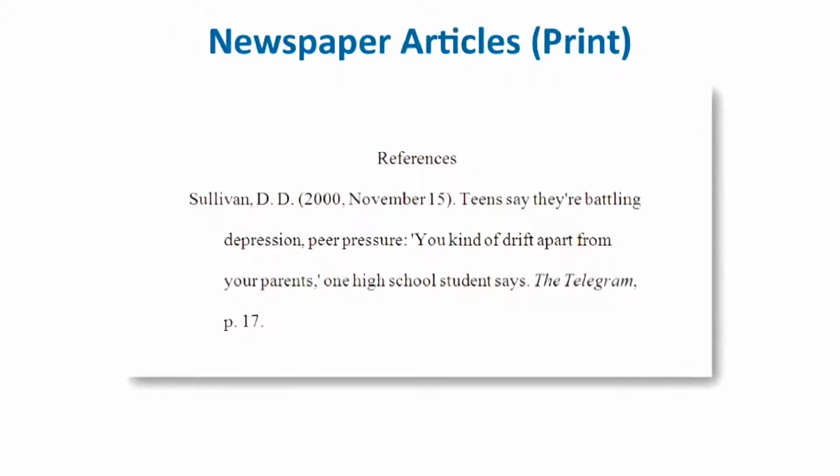Newspaper articles are cited the same way, with the year, month, and day in parentheses. The first letter of every major word in the name of a newspaper is capitalized and in italics. The one big difference is that when you are citing a newspaper article, you use the abbreviation P. to indicate the page number. This is the only time in your APA style reference list that you ever do this.